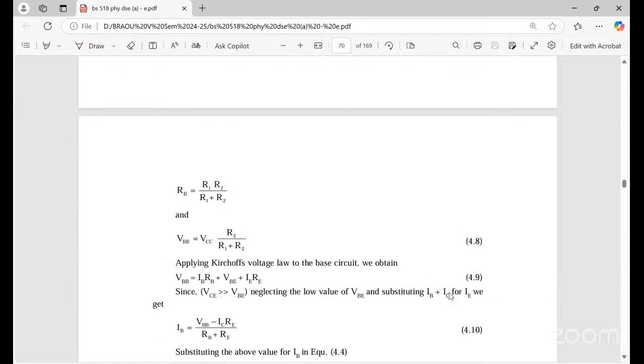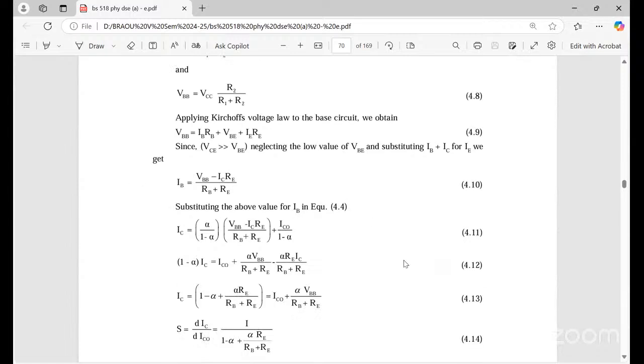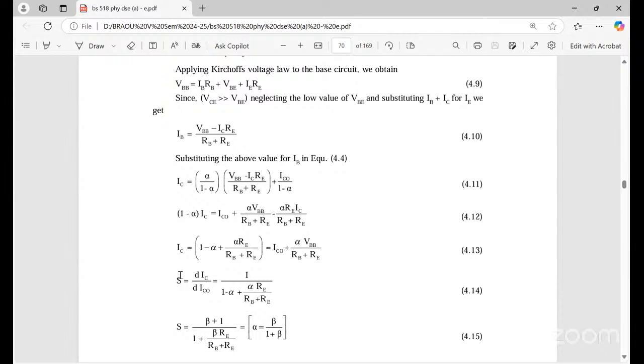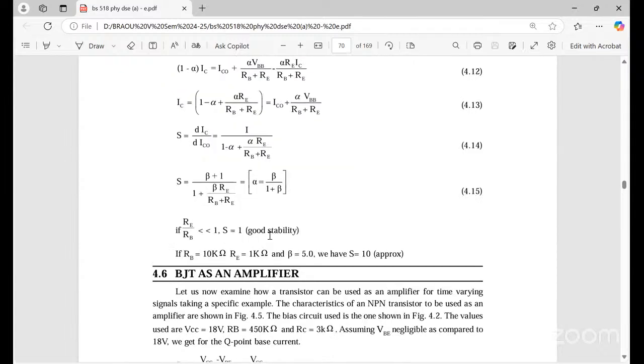So what is the Thevenin voltage? By applying Kirchhoff's laws, you can easily calculate the base current, and substituting into the collector current, IC equals alpha by 1 minus alpha into IB, where IB is this one, plus ICBO by 1 minus alpha. By simplifying, you get this equation, and you can easily calculate the stability factor dIC by dICBO. For good stability, the ratio of emitter resistance to base resistance should be far less than one, and then the stability factor will be good.